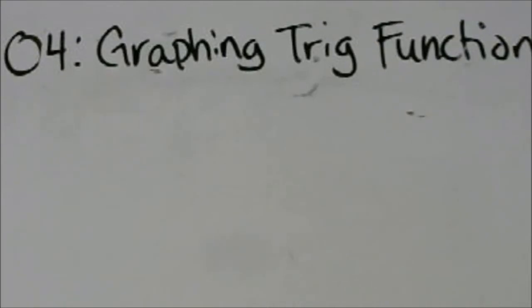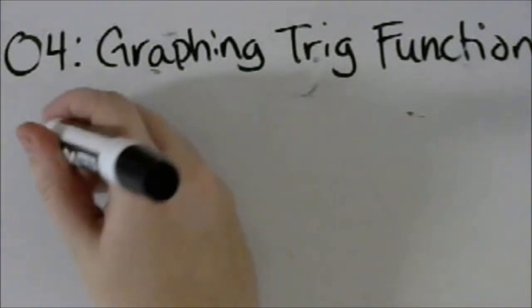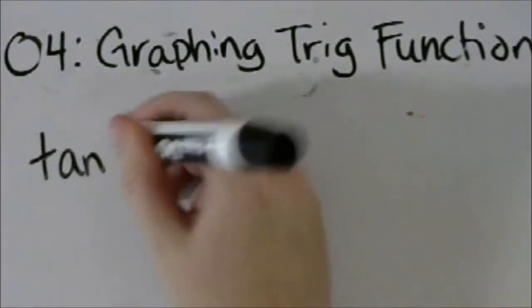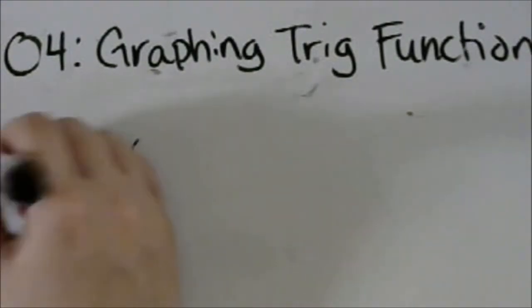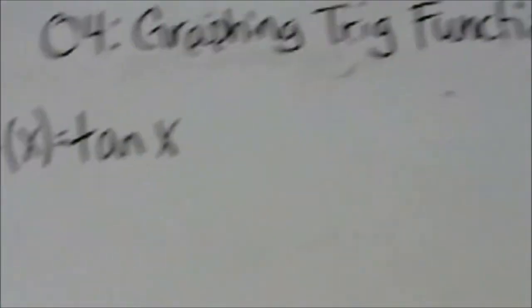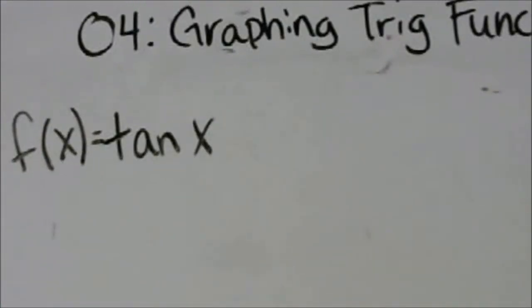This is part 4 of the video notes for Objective 4, Graphing Trigonometric Functions. In this section, we're going to be focusing on the graphs of tangent and cotangent. Well, tangent is one of my 3 main trigonometric functions, so I'd like to build this graph the same way that we did sine and cosine, by creating a table of values.